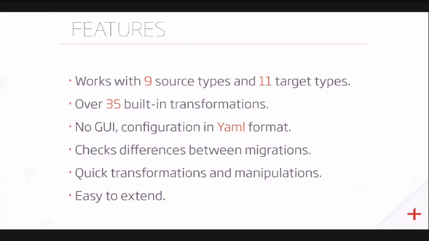But what are the features in this software? Right now it handles 9 different source types and 11 target types. We have over 30 built-in transformations. The configuration works in YAML format. The software can check the differences between different migrations and can generate migration files as well. It is an open source project, so it is really easy to extend and write your own manipulations or transformations.